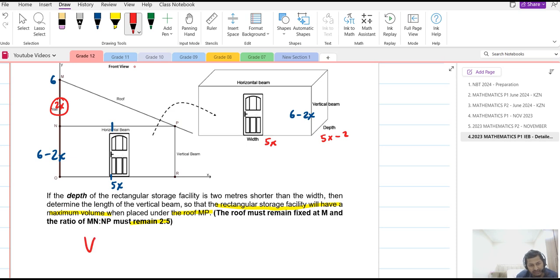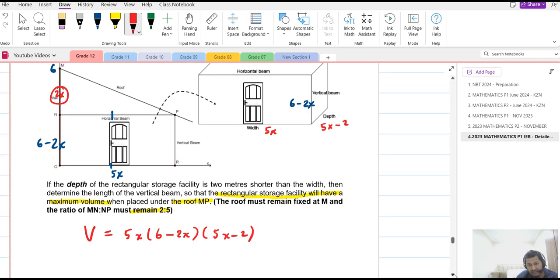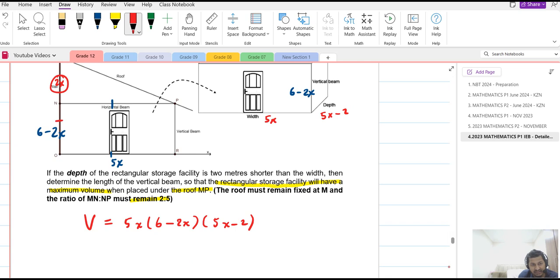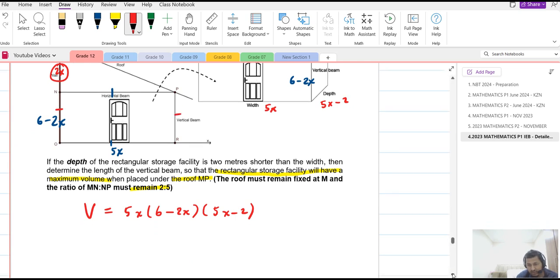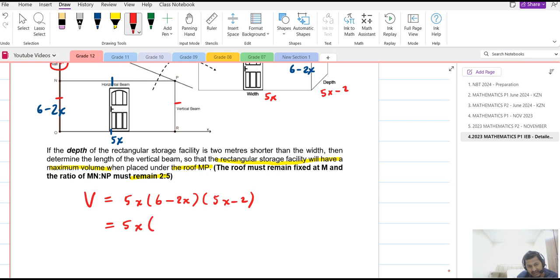Right, so what's the volume of a rectangular prism? Width times depth times vertical, so 5x into 6 minus 2x into 5x minus 2. Remember, this is 6 minus 2x and that's also 6 minus 2x. So now quite a simple question. You can say 5x, open this up. 6 times 5x is 30x, 6 times minus 2 is minus 12, minus 2x times 5x is minus 10x squared, minus 2x times minus 2 is plus 4x.